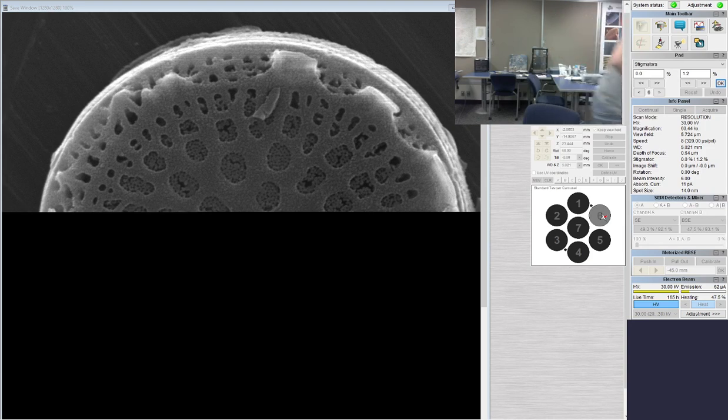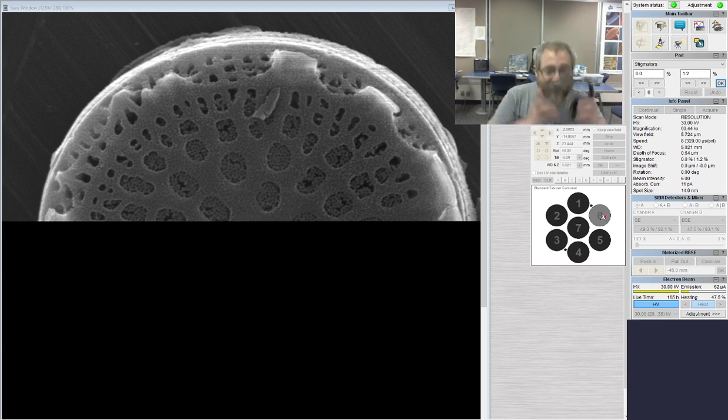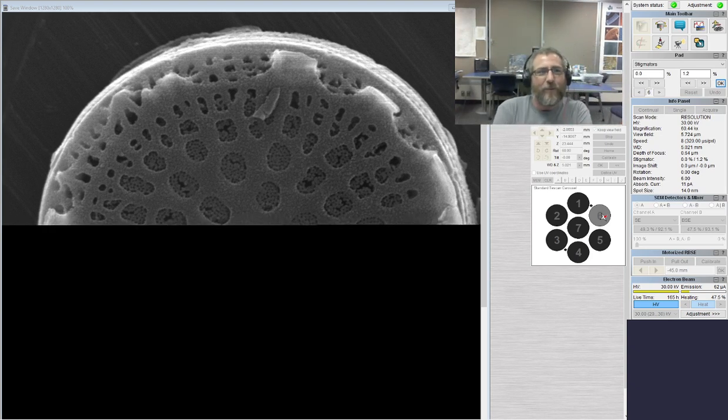We'll watch the scan of this very unknown diatom. Yeah, the door's open, so it's not that. Probably just somebody rattling around in the hallway. Yeah, I don't know what's going on here still.